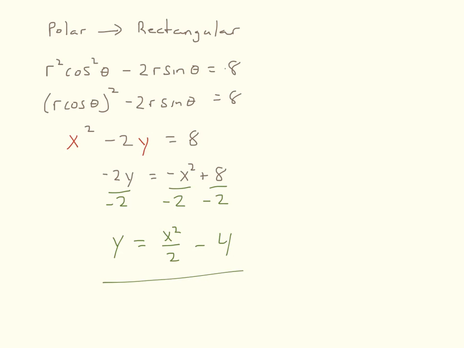Now it's important as you go, when you're going to convert from polar to rectangular, that you want to be able to rewrite it so that you see where you can replace an r cosine theta with x and an r sine theta with y.